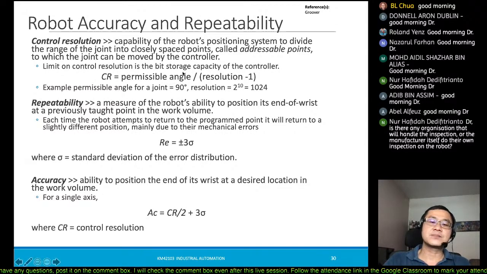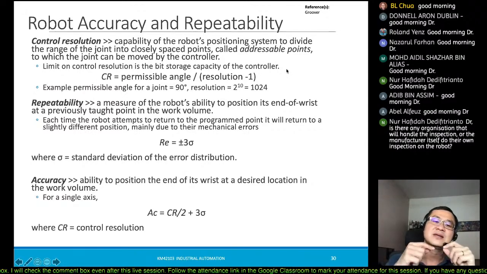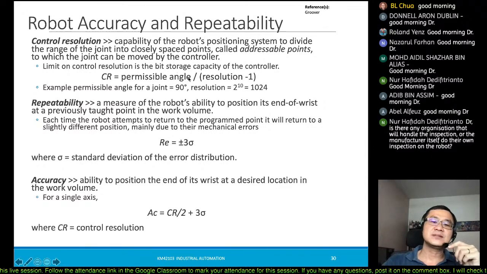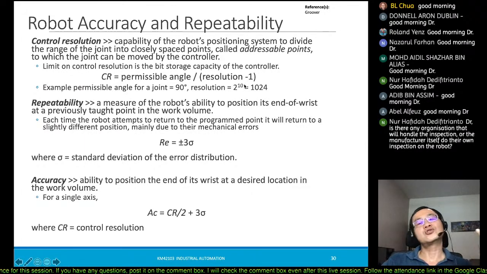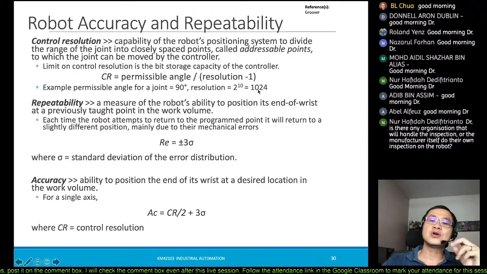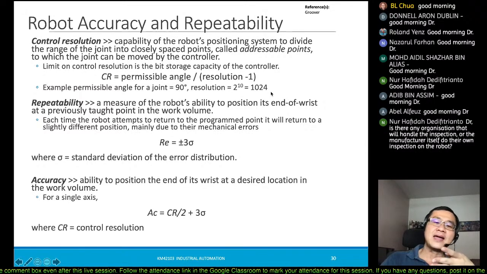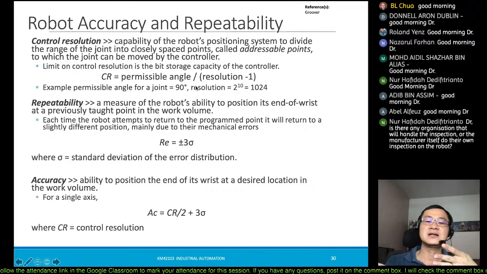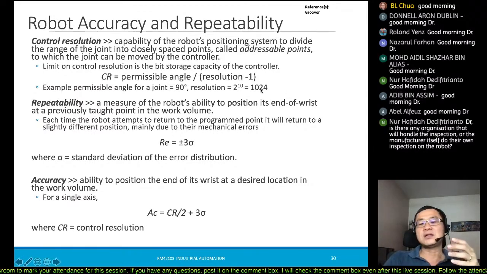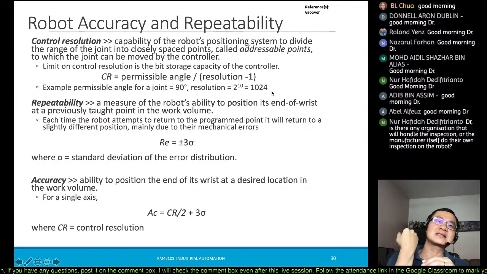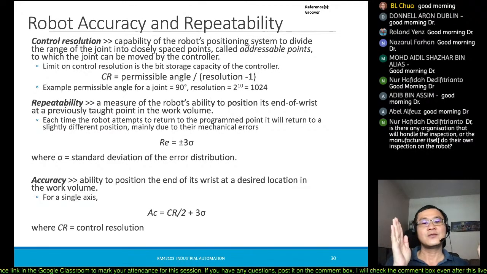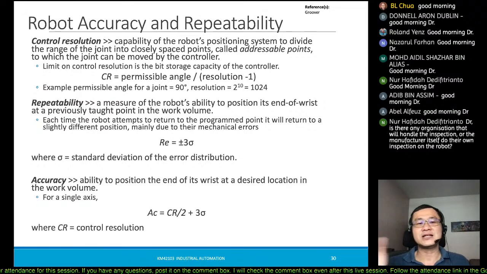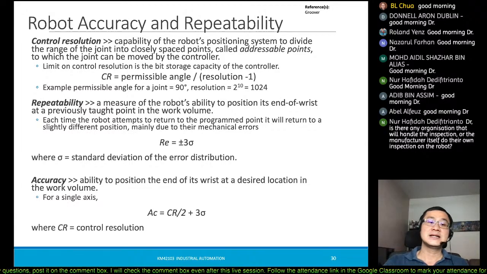So the control resolution represents what happens when you send a signal, especially in digital, where you have the bit, right? This bit is actually limited. Let's say you use a 10-bit controller, so your signal is in 10 bits, so you have a resolution of 1024 only. If your joint allows 90 degree angles, then this 90 degrees is divided by 1024 to represent the step that you can have along these 90 degrees. Therefore you can see there is a resolution between one step and the other step. That we call the control resolution, right?